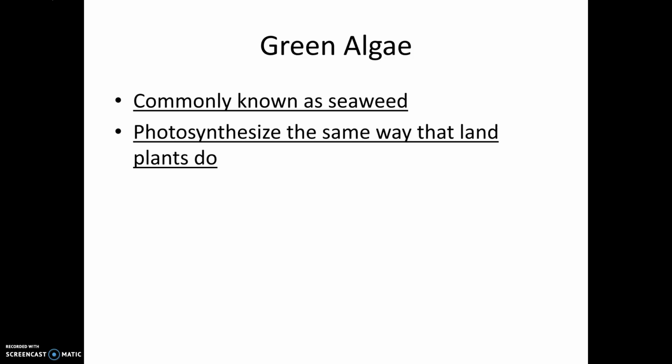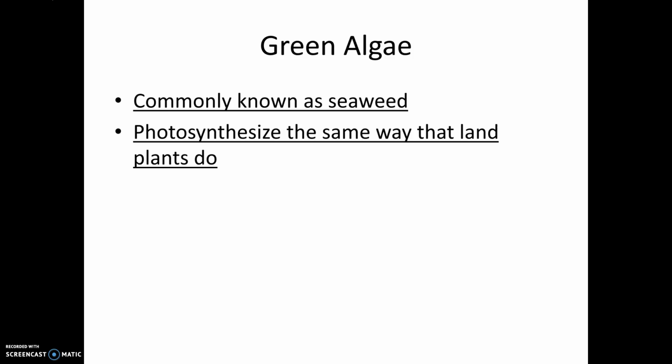So our next type is red algae. Remember, these are protists. This is actually the most common that we're going to see, and it's known as seaweed. So you might have thought of seaweed as a plant, but it is not. It's actually a protist. But they are going to photosynthesize the same way as a land plant might. So they're going to take in energy through their leaves, per se, and bring that energy around just like normal.